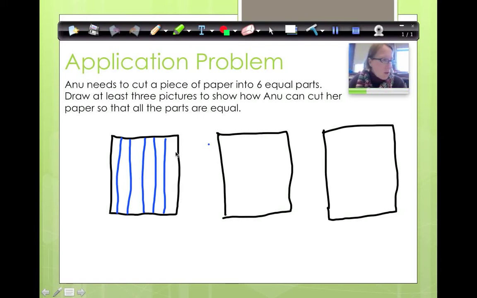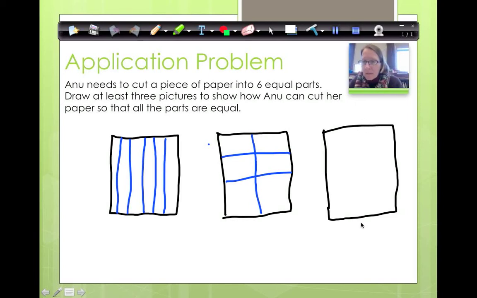I do. Good. Okay. What if I divide it in half again? And then what if I went this way? Well, what if I draw a line here? What if I folded the paper in half here, or thirds? Well, there's 2, 4, 6. Could I cut it that way? I could do it that way. Okay, is there another way I could do it?